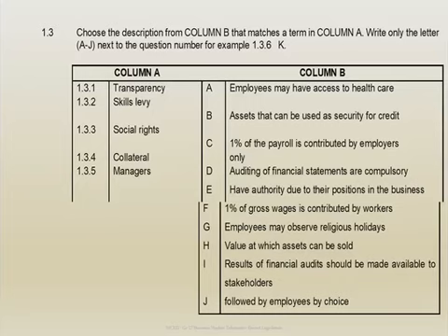Then the bank or whichever institution that loaned them the money can then use that asset and convert that asset into cash. So they can get their money back. Okay. So collateral would be assets that can be used as security for credit. And then the last one, managers. What are they?